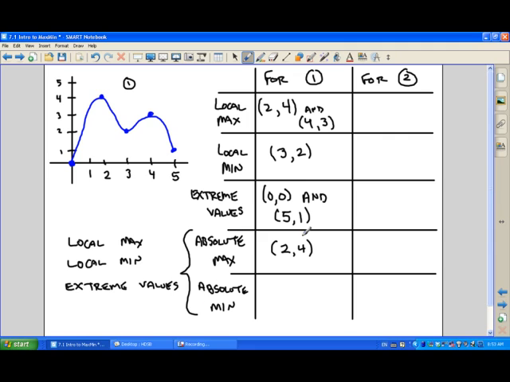For the absolute min, I'm going to look at my points, and I'm going to pick the lowest y value. And it looks like my lowest y value is this extreme value at the point (0, 0). Okay, so we can find local max and local min based on what we know from advanced functions. For extreme values, we're looking at the endpoints. And then for absolute max and absolute min, we want to take a look at all those points, and we want to identify the highest y value and the lowest y value.